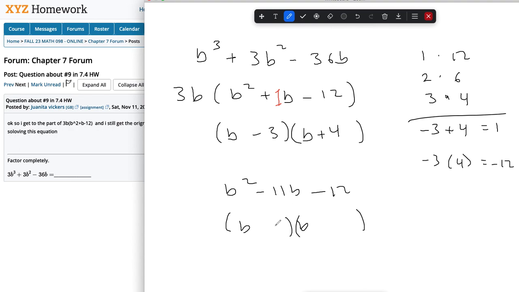So if we put in our 1 and our 12, and the order doesn't matter at all, but it would have to be a positive 1 and a negative 12 to get to that negative 11. So you can kind of see whatever the sign is here tells you the big number is going to be that same sign.